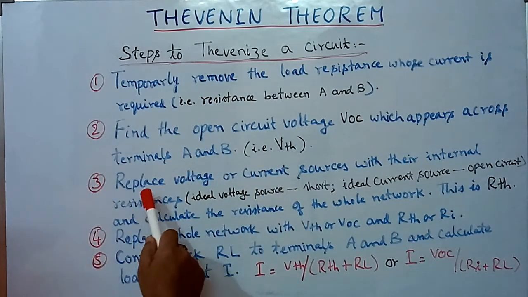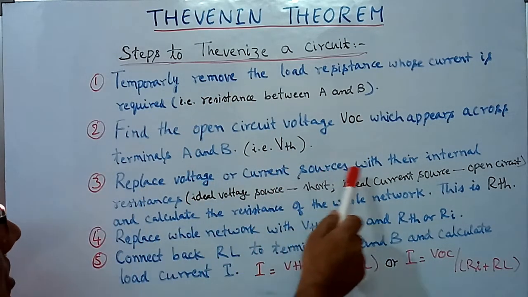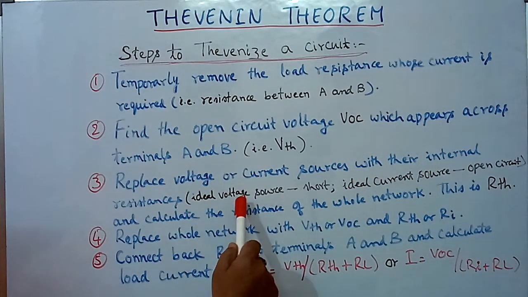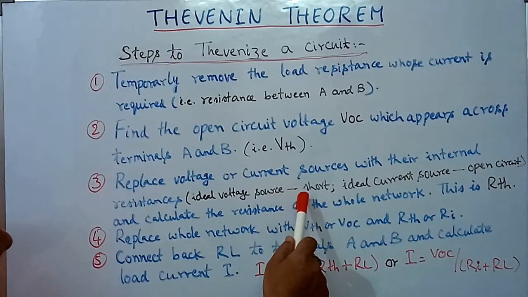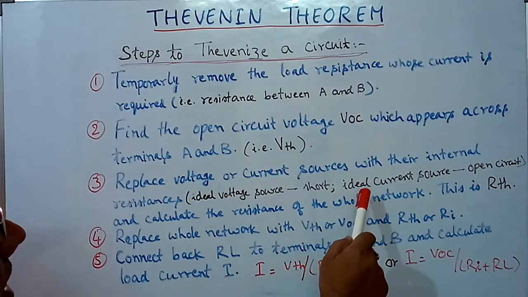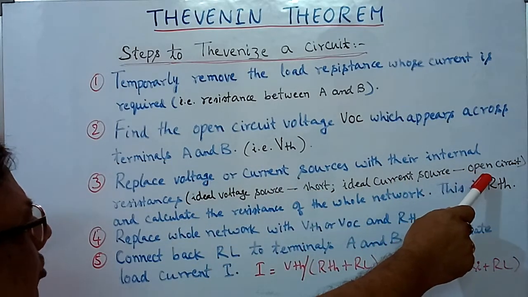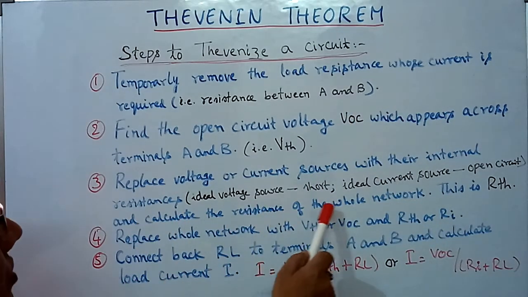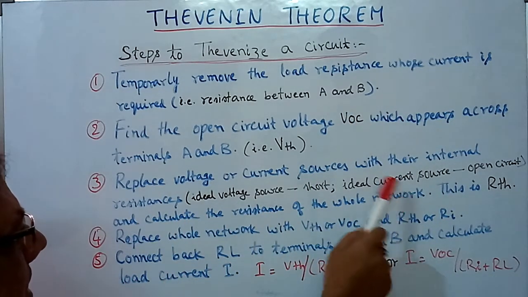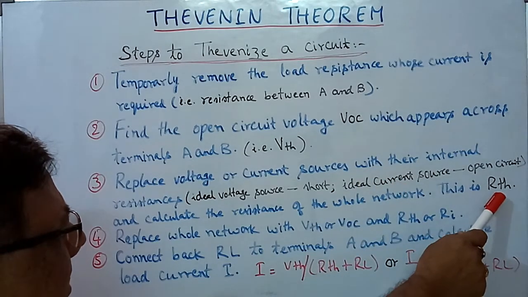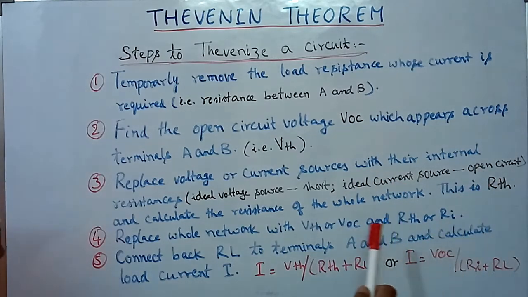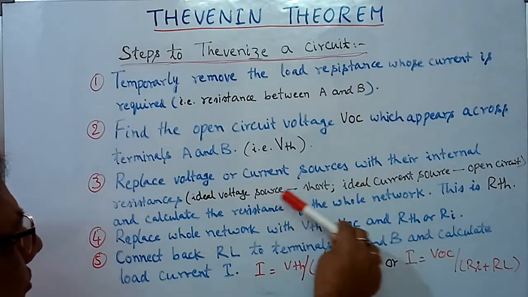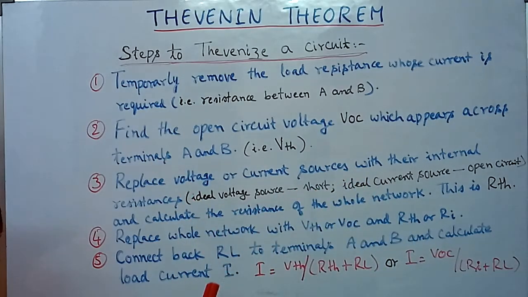Step 3. Replace voltage or current sources with their internal resistances. Ideal voltage source, as we know, need to be short circuited, and ideal current source need to be open circuited. And calculate the resistance of the whole network. This resistance will be the R Thevenin. The resistance we need to look back from the terminals A and B.